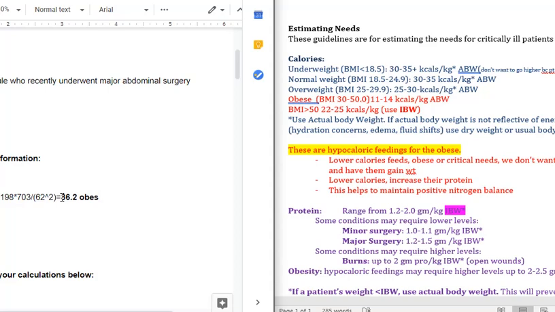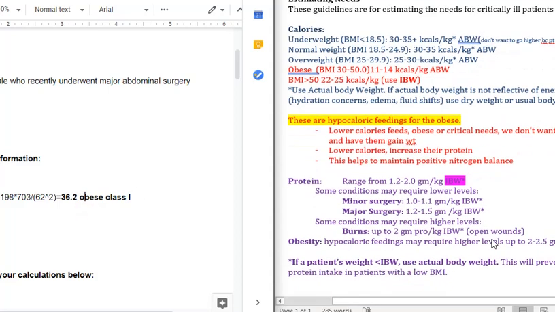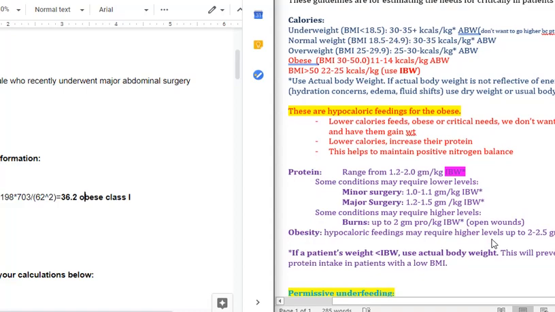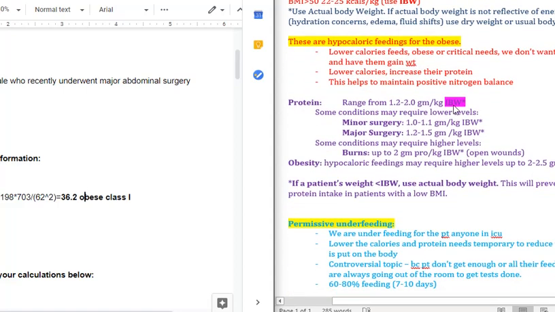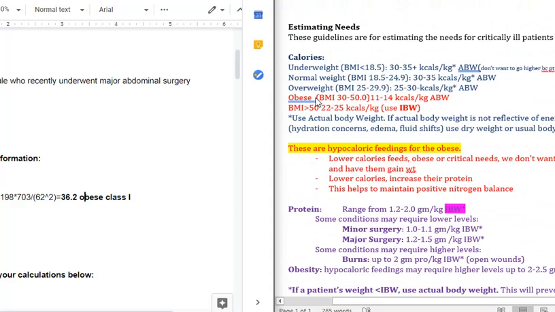So energy. 11 to 14. I'm sorry, 11 to 14 calories per kilogram for her obese. Yeah, 11 to 14 for her actual body weight. Using actual body weight, yeah.